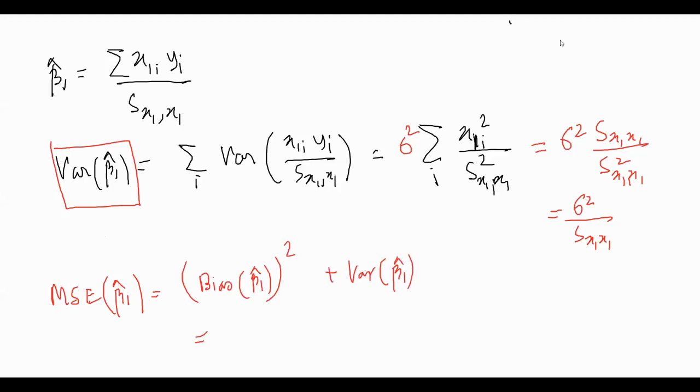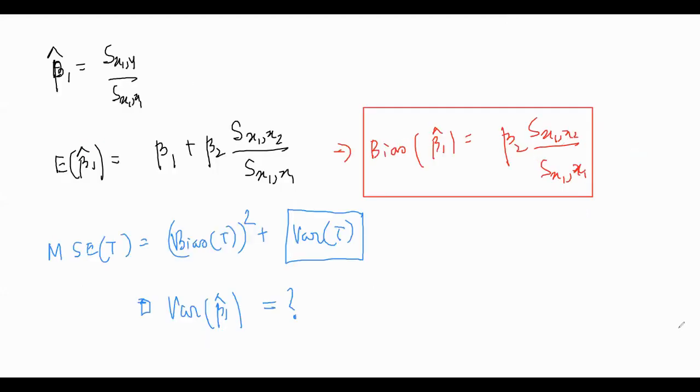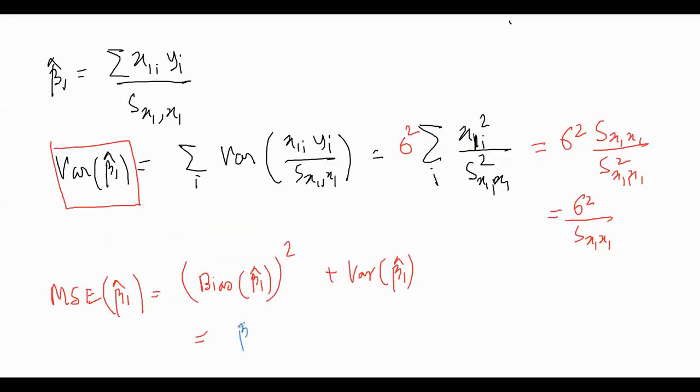What we got for the bias is beta 2 S of x1 x2 by S of x1 x1, so it's beta 2 square S of x1 x2 whole square by S of x1 x1 whole square, plus sigma square by S of x1 x1. Okay, that's the basic idea. That's the MSE. That's a very easy part. And observe that the bias term is minimized if beta 2 is equal to 0.